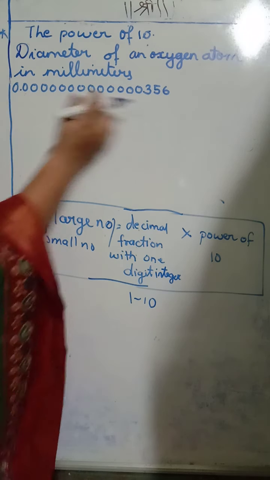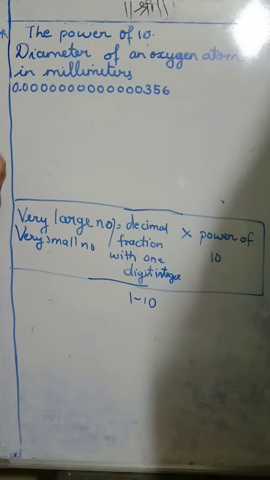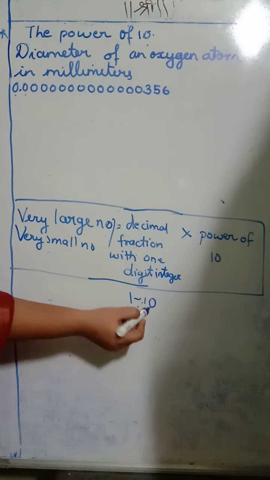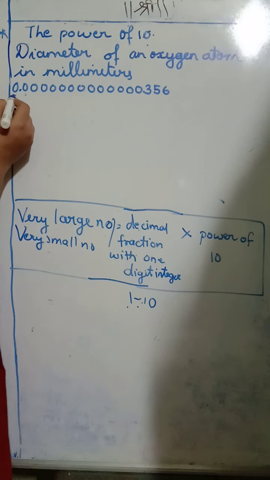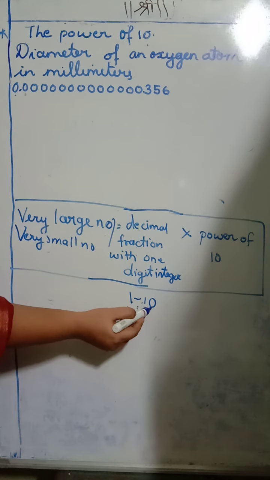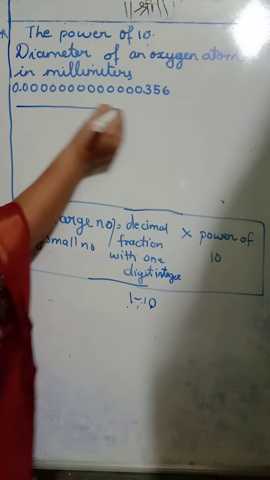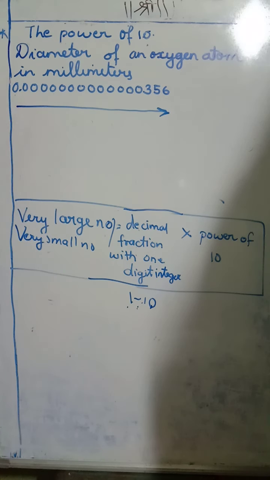Now is this a decimal fraction? Yes, the point is there. Is it one digit? Yes, but it is 0 point. What do we want? We want 1, or it should be between 1 and 10. Is 0 lying between 1 and 10? No. So now, the simple way, children, is to count to the right hand side till you get a number which is between 1 and 10.